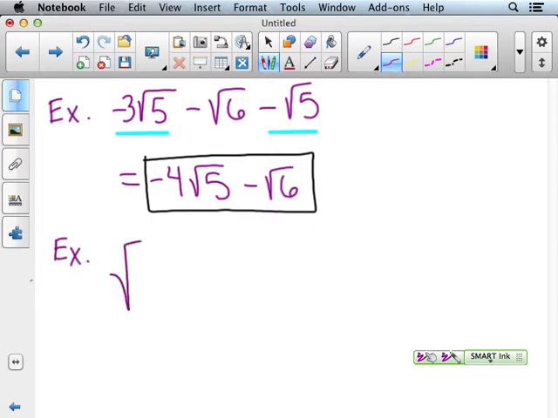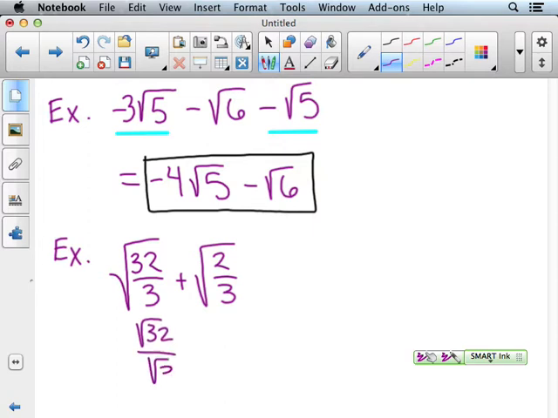Next, this one's a little bit more complicated. Now there's a couple of ways that you can do this problem. I'm going to start out by rationalizing the denominator. You can do it in other ways and then rationalize at the end, and that's fine if you choose to do it that way. So I'm going to start out by saying this is square root 32 over square root 3, and then plus square root 2 over square root 3.